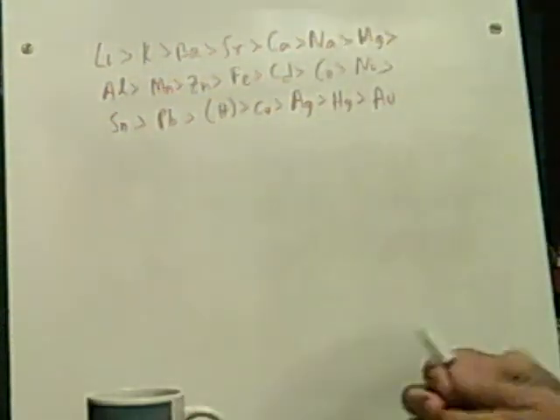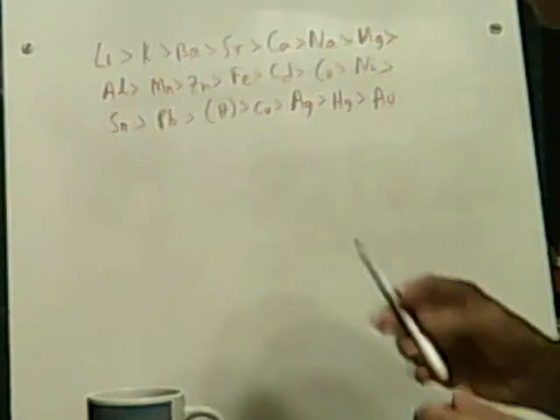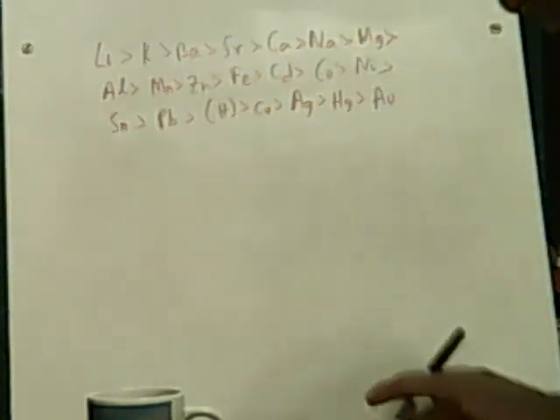Mercury, I don't know that you tend to find it all by itself. It's a liquid at room temperature, so I'm not sure what the history is of when that was first discovered. Okay, taking that as a starting point, let's look at the first one.